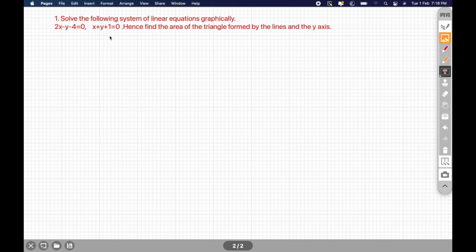Solve the following system of linear equations graphically. 2x minus y minus 4 equal to 0 and x plus y plus 1 equal to 0. Hence find the area of the triangle formed by the lines and the y-axis. So let us draw the graph of the two linear equations given first. So in order to draw the graph of the two linear equations, we have to first of all prepare a table.